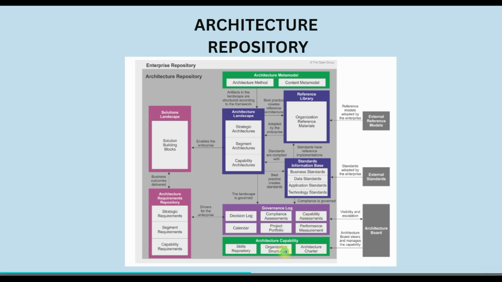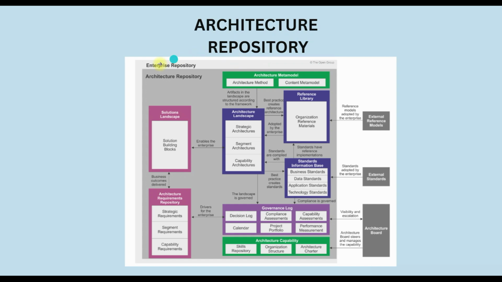And the architecture capability is the skills repository, how the organization structure is, and how we are maintaining it. It is all the architecture capability. And then the architecture requirements repository, where the strategic requirements or segment or capability requirements, all the requirements, this is like a petition box where all the complaints will fall into, all the requirements will be falling into the architecture requirements repository. So by basing this and using the architecture landscape with the help of all other components in the architecture repository, the solutions landscape is formed.